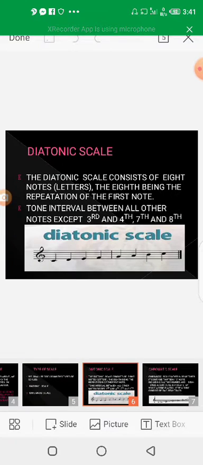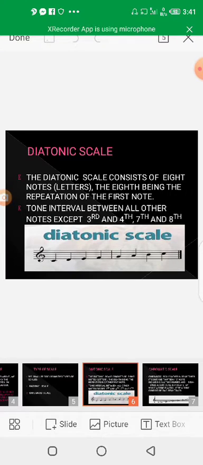Let's look at the diatonic scale. The diatonic scale consists of 8 notes, that's 8 letters, the eighth being the repetition of the first note. Take for example, Do, Re, Mi, Fa, Sol, La, Ti, Do. Remember, we started with Do and the other Do, so they are the same thing.